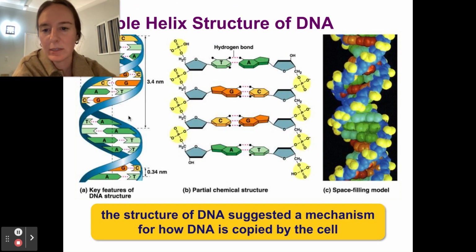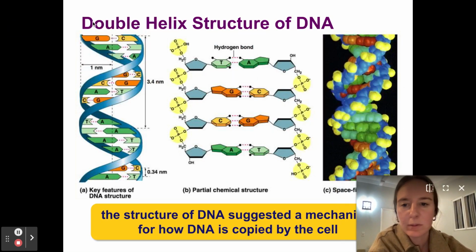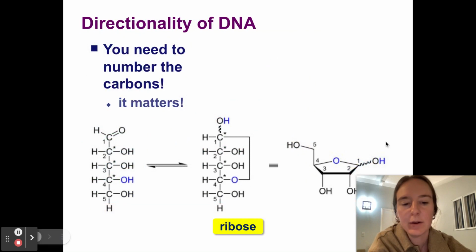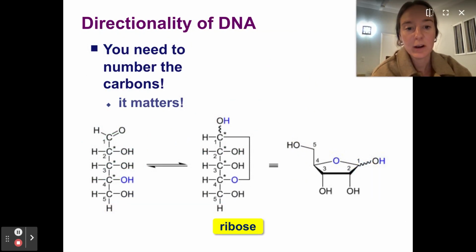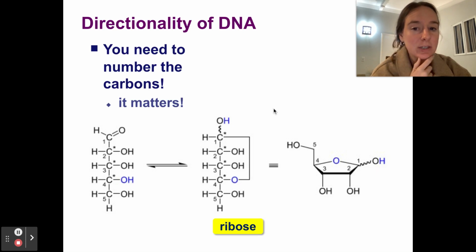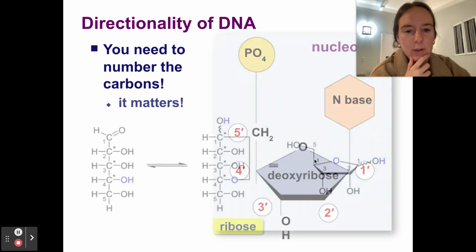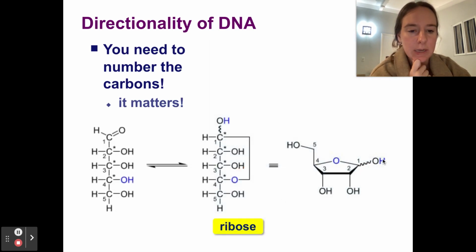Okay, so we have already studied this, but here again are similar pictures to what we just looked at. A couple more things. The directionality of DNA: you need to number the carbons, and I already taught you how to do this, but here is our sugar, our ribose sugar. And remember, DNA is actually deoxyribose. Notice here that ribose looks a little bit different in that there's this extra oxygen. All of the oxygens are attached to hydrogens, but with deoxyribose, you're going to actually lose one of these oxygens. So we'll come back to that.